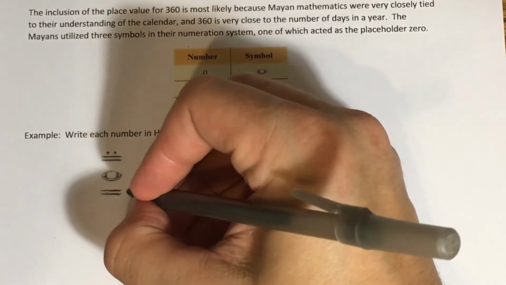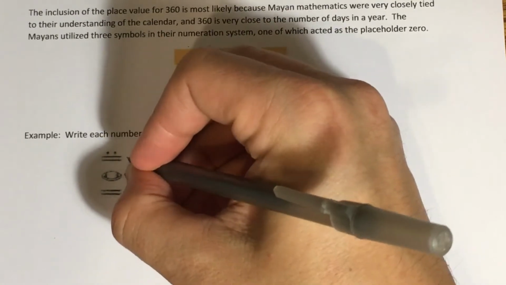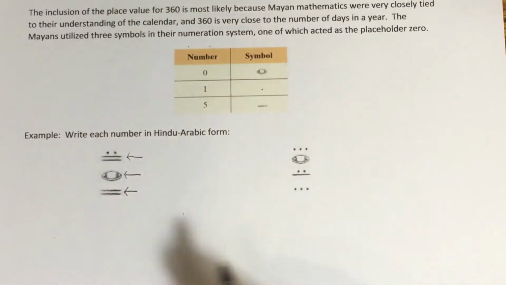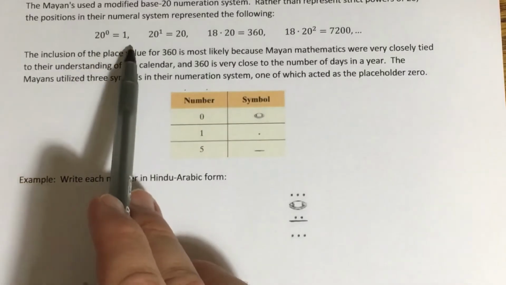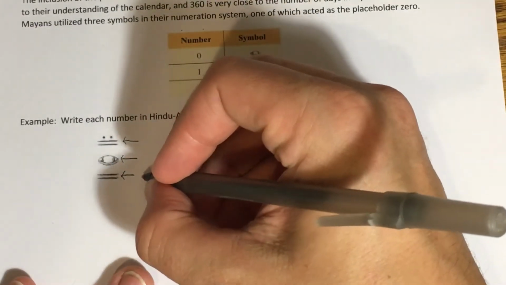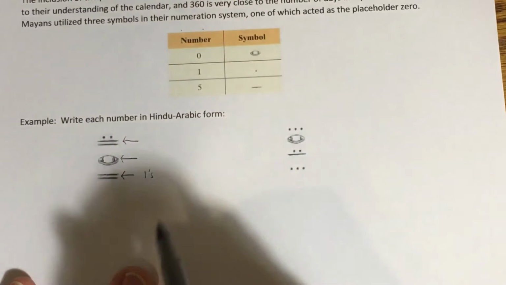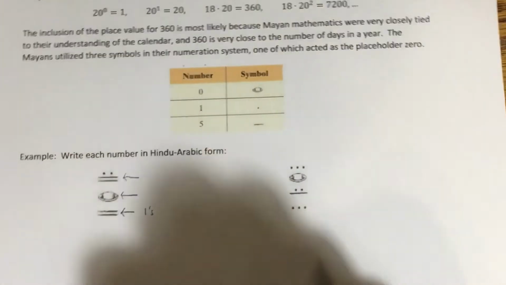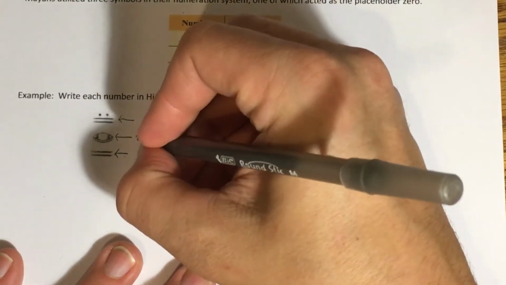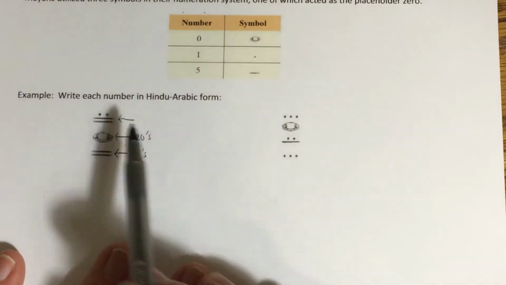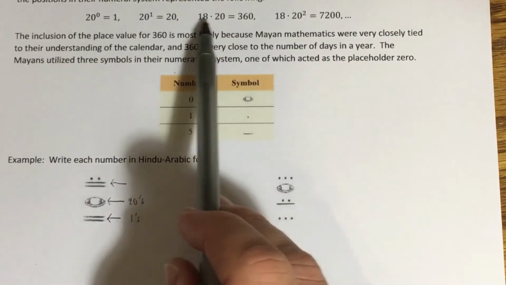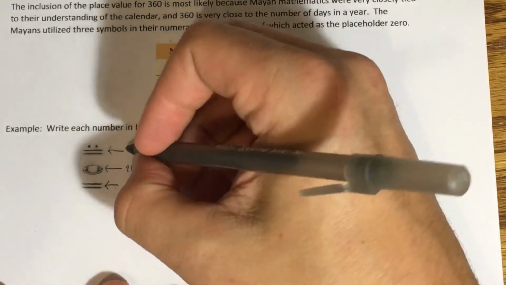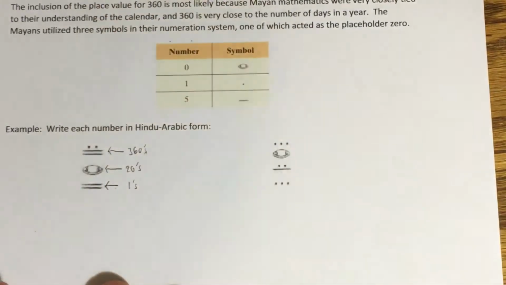Now, the place values here from the bottom up are increasing. So remember, the lowest place value is the 1s place. That would be this place right here, 1s. The next place value up from that would be the 20s place. So that's the 20s place. The next place value up from there is 360, because that's where we throw in that factor of 18. This is the 360s place.